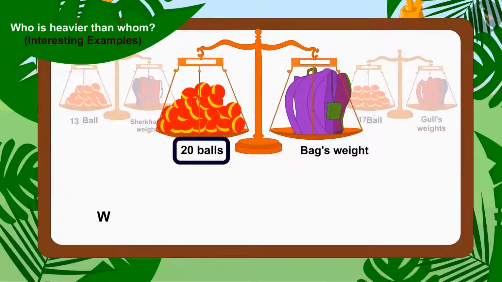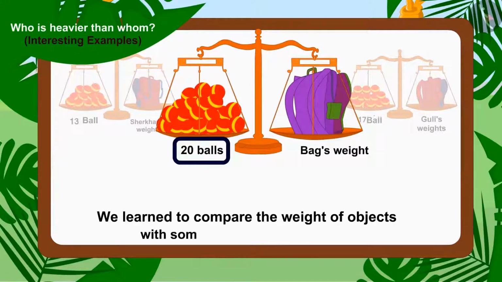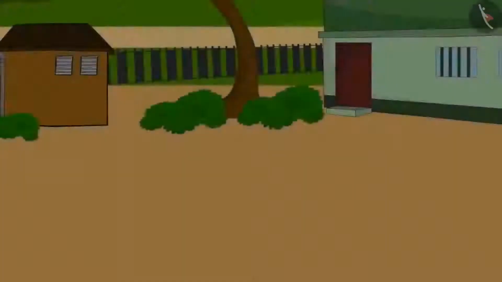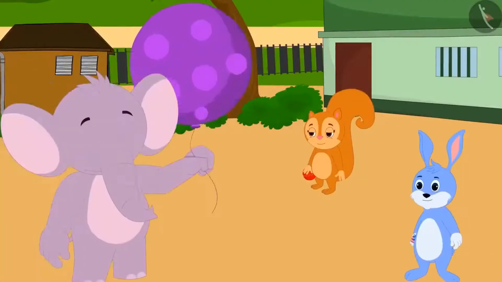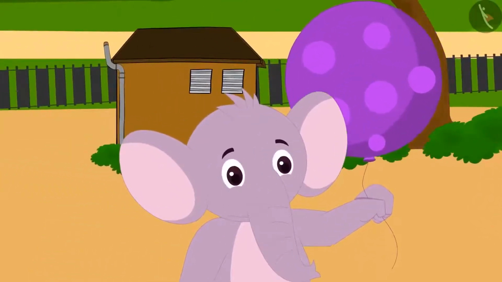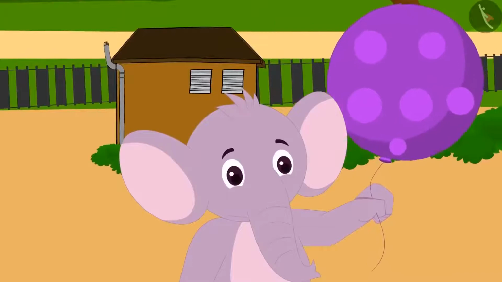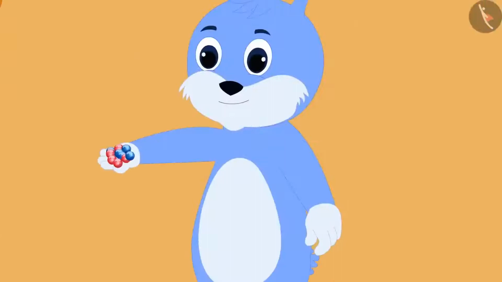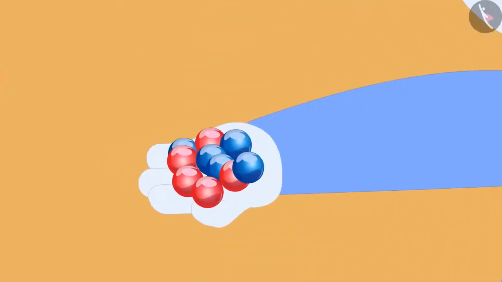Hello children. In the previous video, we learned to compare the weight of objects with some interesting examples. In this video, we shall learn about the misconceptions related to the concept. Chanda, Bunny and Appu have come to play in the park. Appu has brought a big balloon. Chanda has brought a cricket ball and Bunny brought 10 marbles.